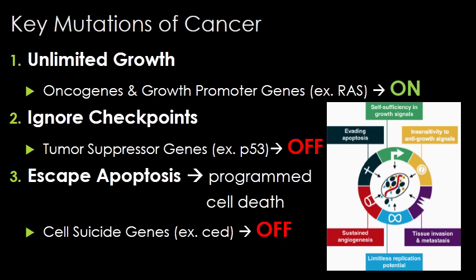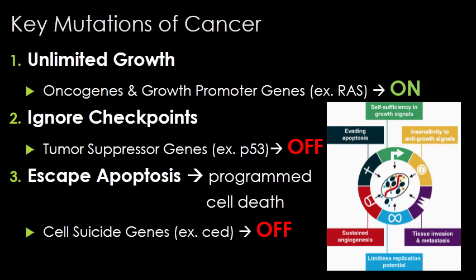The first one is unlimited growth. We know that normal cells require growth factors to grow and divide. When the growth signals are absent, they stop growing. Well, cancer cells can grow and divide without these growth factors, or even produce their own, because they have turned growth promoter genes like RAS on.